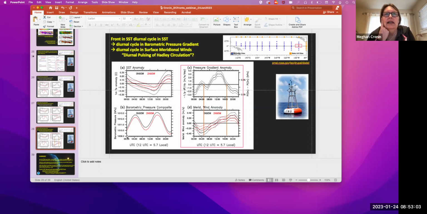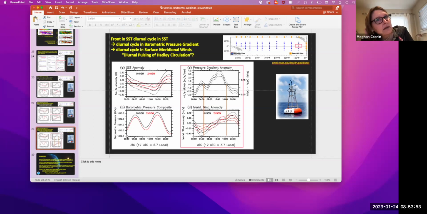Well, I don't know enough. I need to do this, especially before we resubmit, because there were reviewers that said, hey, that's kind of a stretch to be saying that you're causing diurnal pulsing of the Hadley cell. So I would like to learn more about diurnal pulsing of the Hadley cell and all the different processes and counter processes. But this is one mechanism whereby you get a pressure gradient that is varying on a diurnal time scale because of this sea surface temperature diurnal cycle front.